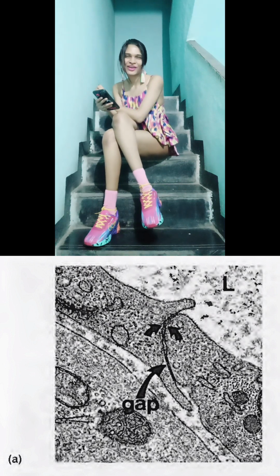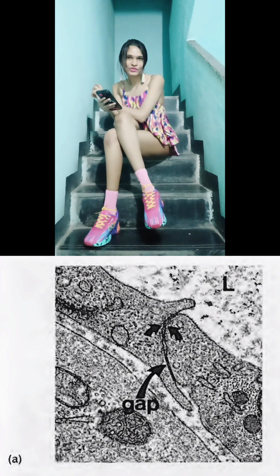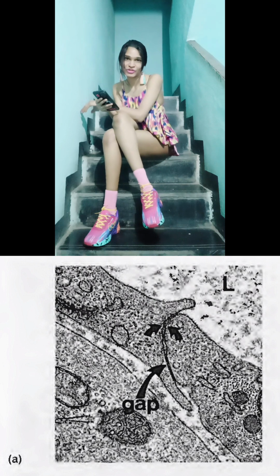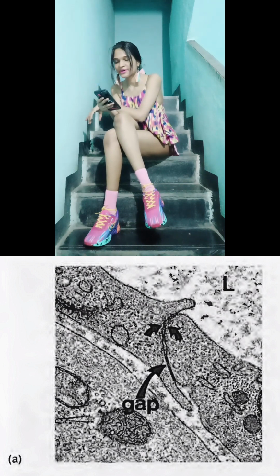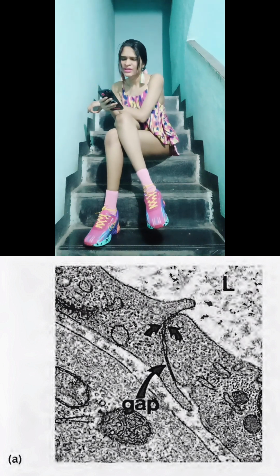So I have already talked about the junctions. I think I should make a short video about the junctions also. What are zonula, tight junctions and adherens and desmosomes and hemidesmosomes and gap junctions. So that also I'll cover later on.